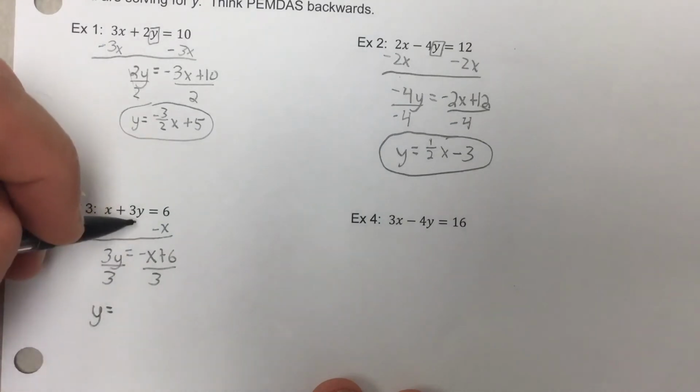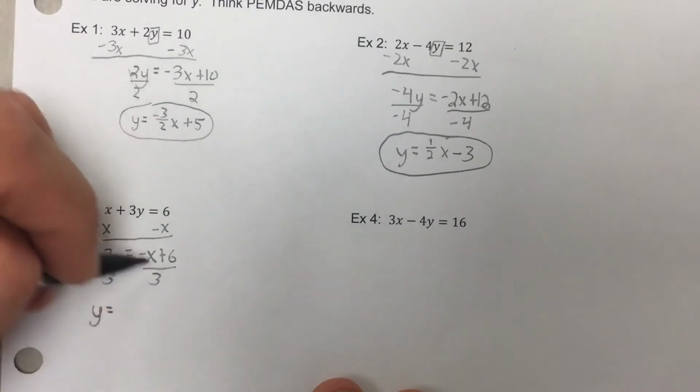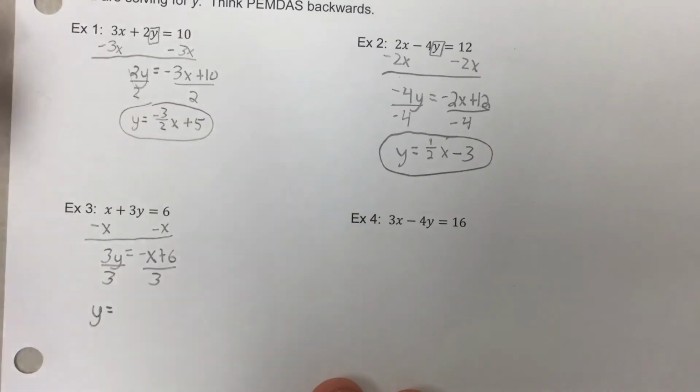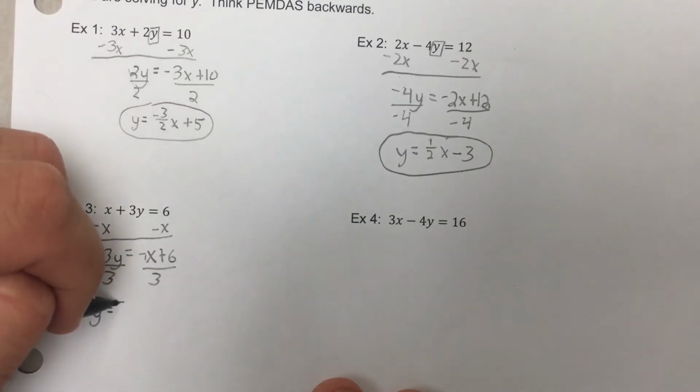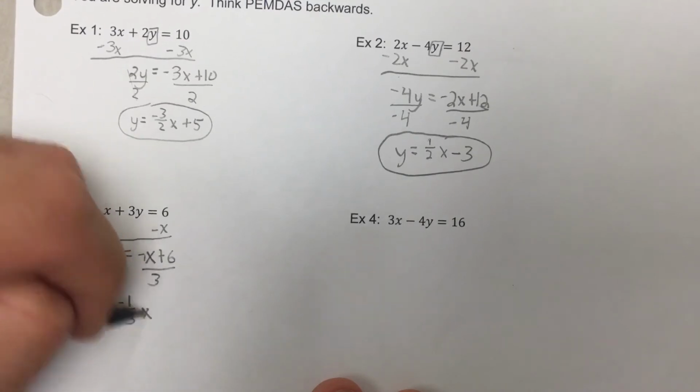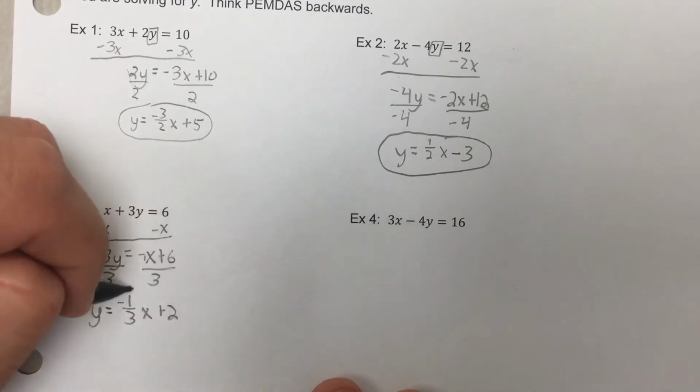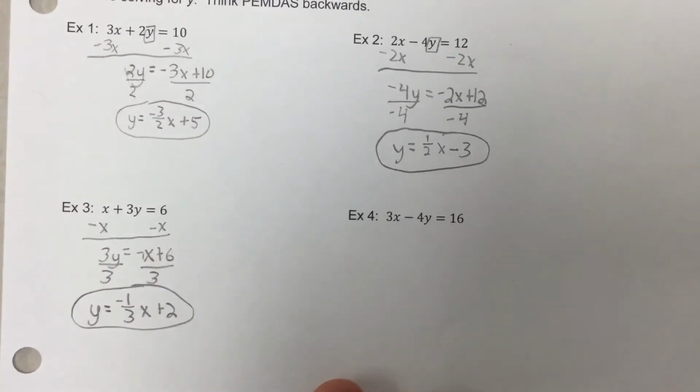And then I divide each side by 3. Again, I can't combine those like terms, so I just write it as two separate terms. And now this is really negative 1. Remember, there's a 1 in front of that x. So it'd be negative 1/3 x. 6 divided by 3 is 2. So negative 1/3 x plus 2 would be my answer for that one.